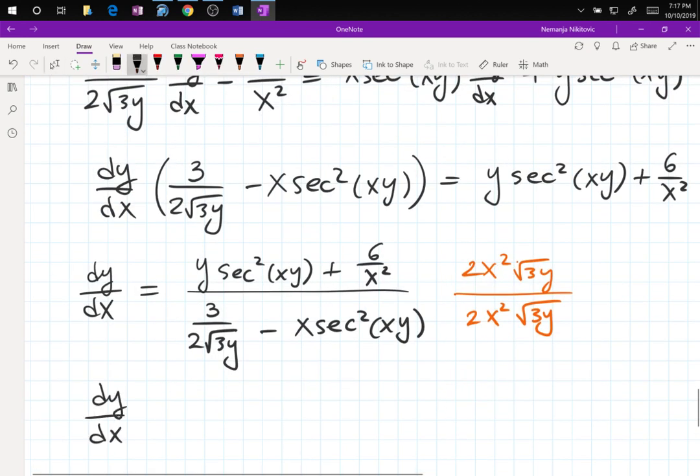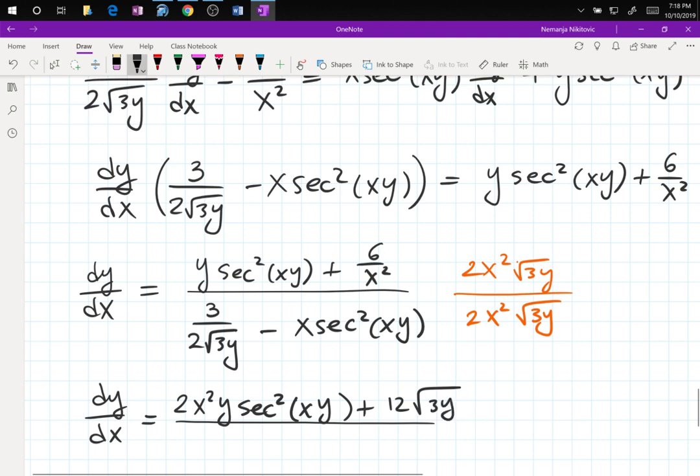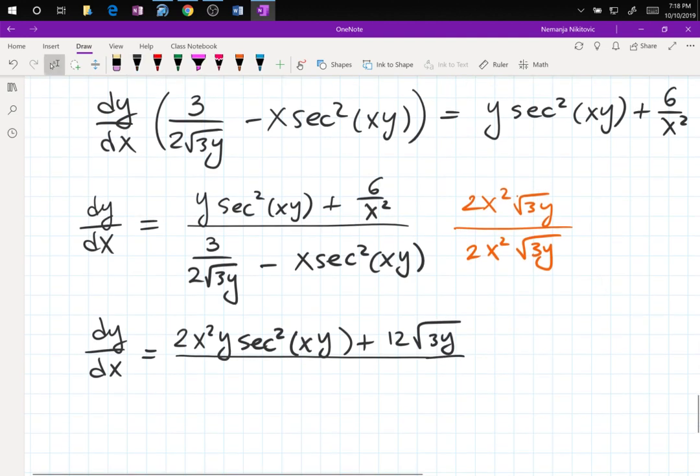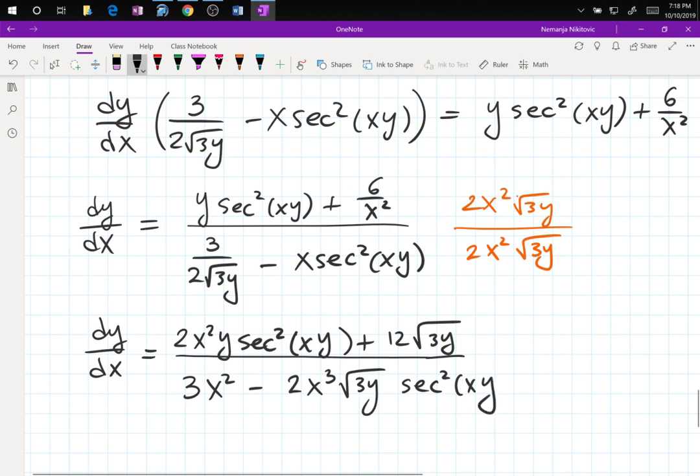So dy dx is equal to 2x squared y secant squared xy plus, x squared cancels, 12 root 3y. On the bottom, cancel, 3x squared minus 2x cubed root 3y secant squared xy. Yay.